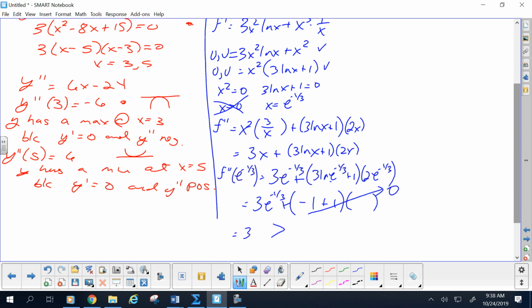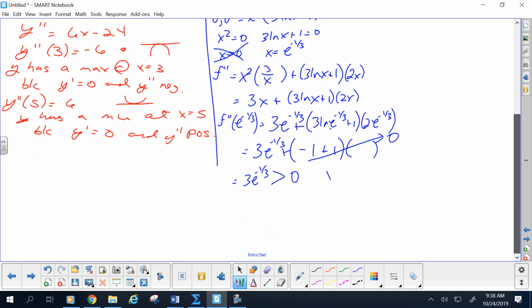3e to the negative 1/3, is that positive or negative? It's positive. 3 over cube root of e is still positive. So what do we conclude, min or max? If it's concave up with flat, it's a min. So f has a min at x equals e to the negative 1/3 because f prime is 0 and f double prime is positive. Almost done.